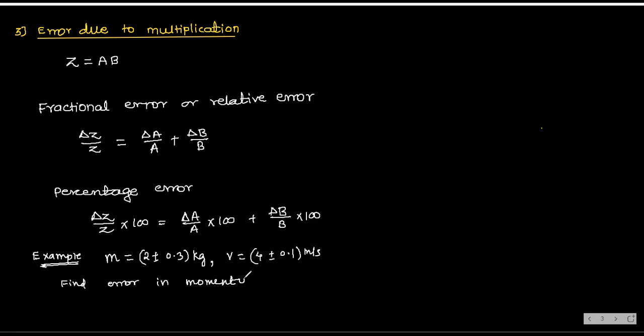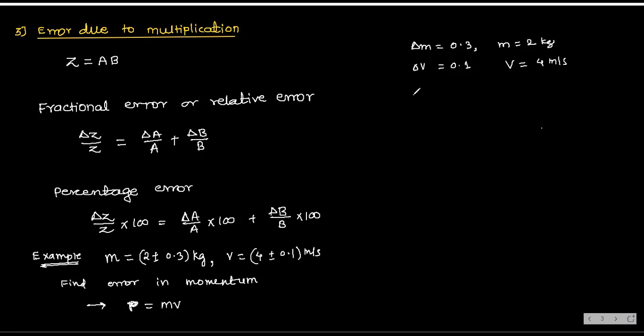Momentum means what? P, right? So given P is equal to mv. So now here multiplication is coming or not? Yes, it is coming. That's why it is a function of z is equal to a into b. Now what is given here? Delta m is how much? 0.3. M is how much? 2. Next, v. Delta v is how much? 0.1. That is absolute error. And v is equal to how much? 4 meter per second.